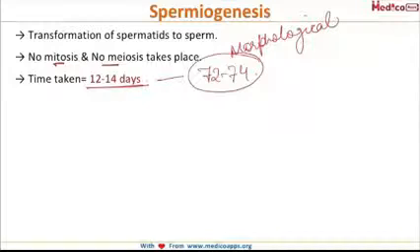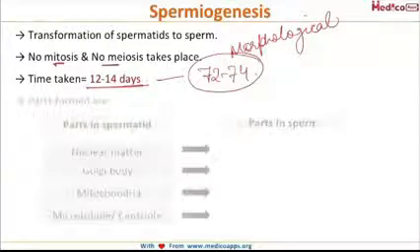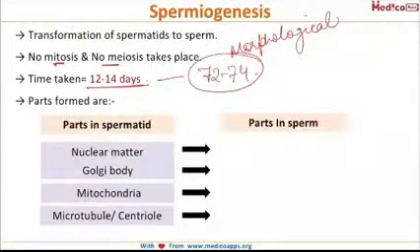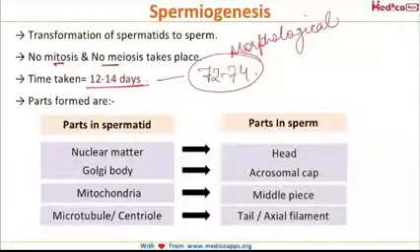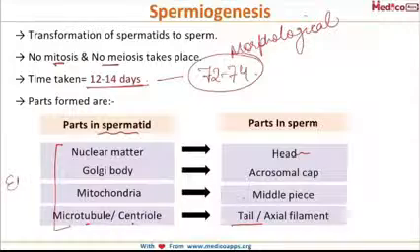Now we'll see what parts in the spermatids result in what parts in the sperms. The nuclear material in the spermatid leads to the formation of the head. The Golgi bodies form the acrosomal cap, and the mitochondria form the middle piece, and the tail or the axial filament is formed by the microtubule or the centriole. Now, as in a normal cell, what do you find is lacking in the spermatid? The answer is endoplasmic reticulum, especially the rough endoplasmic reticulum.